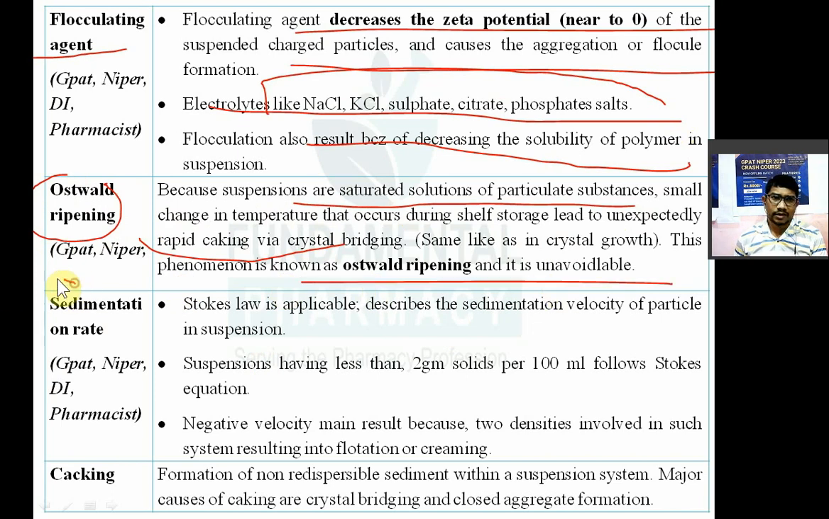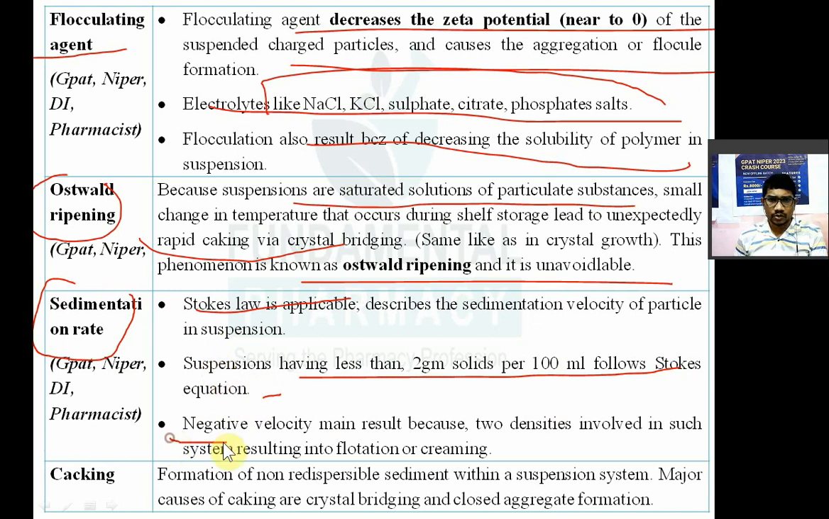Sedimentation rate of the suspended particle is given by Stokes law. Suspensions having 2 grams solid per 100 ml follow the Stokes law equation for the rate of settling of particle. There is an equation for it, go and check it in the book; you have already seen all that. It depends on density and particle size. Suspension having less than 2 grams solid per 100 ml will follow Stokes law. Above this it will not follow Stokes law.